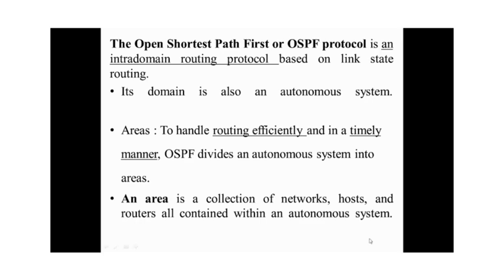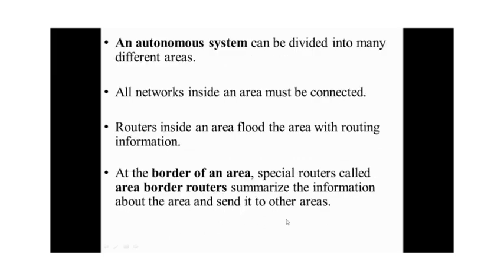An area is a collection of networks, hosts, and routers all connected within an autonomous system. An autonomous system can be divided into many different areas. All networks inside an area must be connected. Routers inside an area flood the area with routing information. At the border of an area, special routers called area border routers summarize the information about the area and send it to others.